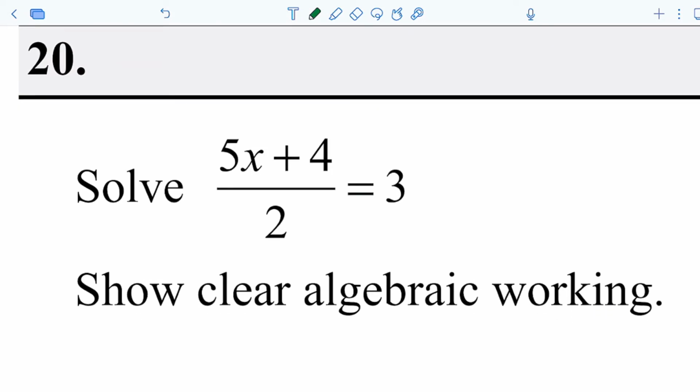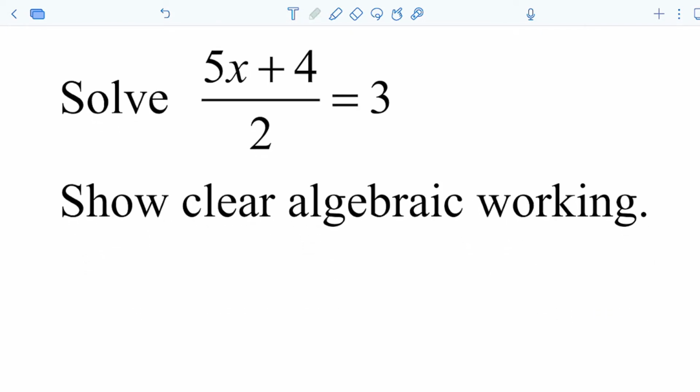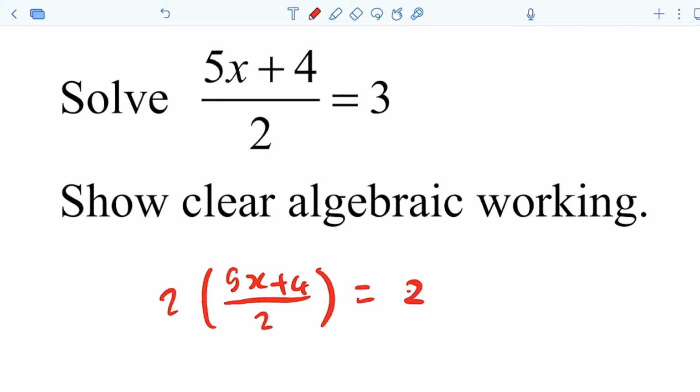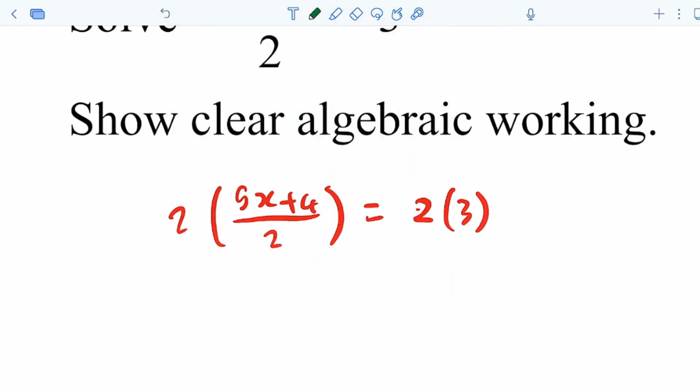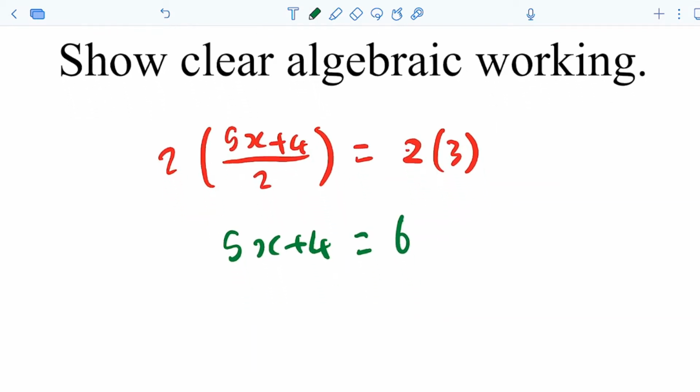Question 20, very similar again to question 19. So we multiply everything in the question by the number that is being divided by, so it's 2 this time. So we've got 2 and then brackets 5x plus 4 all over 2, and then we've got equals 2 multiplied by 3. We then expand the brackets, so the left hand side we get 5x plus 4, and this is equal to 6. Taking 4 away from both sides we get 5x is now equal to 2, and dividing both sides by 5 we get x is equal to 2 over 5, or 2/5.